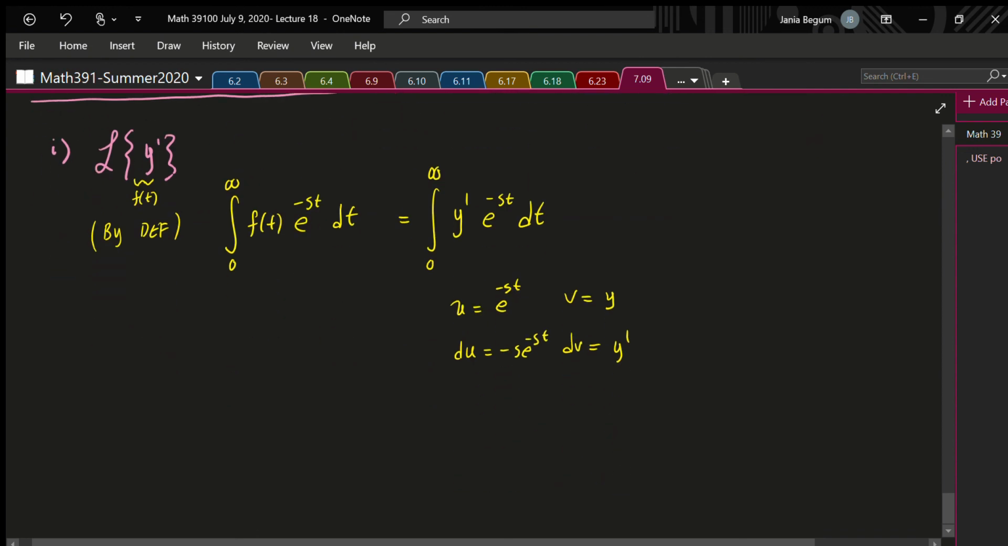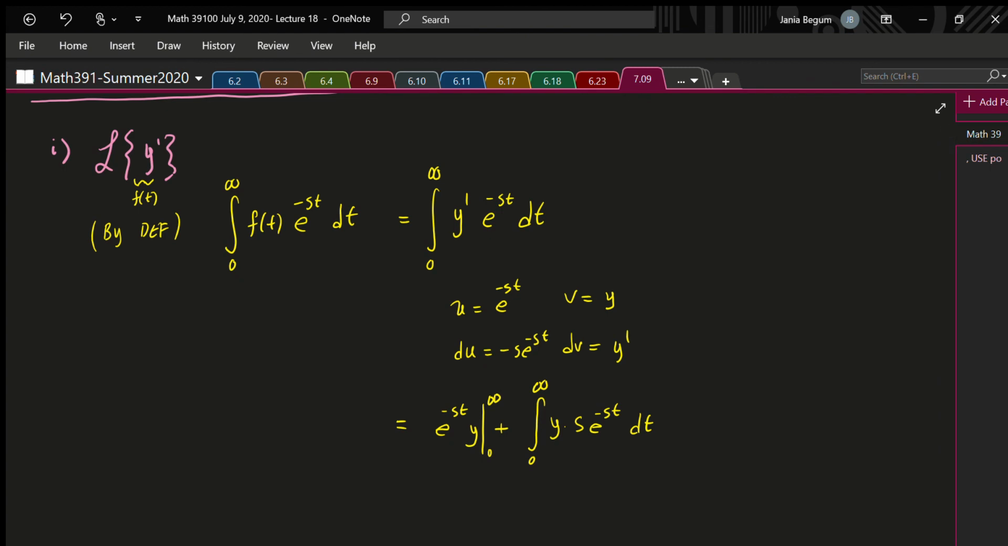So now, what do we have? We have u times v, right? So hopefully you guys remember that, uv. So e to the negative st times y, minus the integral of v du. So that's minus minus plus, y times s e to the negative st dt, from 0 to infinity. Okay. So that's what it looks like if we apply integration by parts.